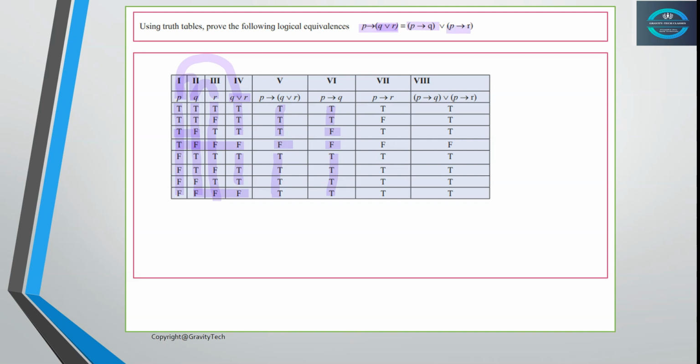Now we want P implies R. So this is P and this is R. Again, look for TF entries. Here there is T and F, so this will be F. Is there anywhere else? Yes, here is a TF, so here is an F. And there is nowhere else a TF, so all the rest will be T. Now what we want is the OR of these two.